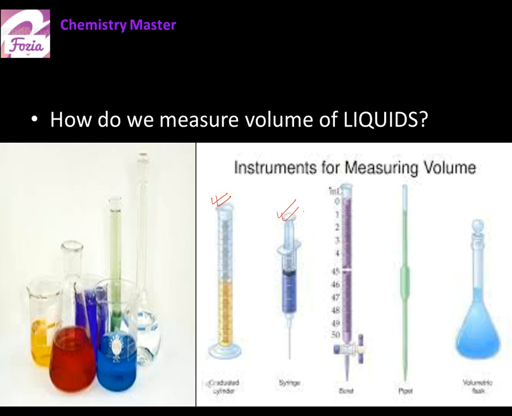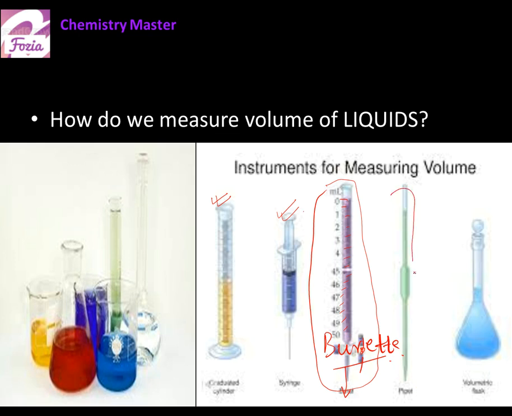Now this one is the burette. Yes, the spelling is B-U-R-E-T-T-E. The burette is a very special glass instrument which has a running cork. This one is a running cork, or you can also say it's a tap to run the liquid through this nozzle, and it is also marked with scale lines on it. They are of different sizes, and this one is used for measuring any amount of liquid.